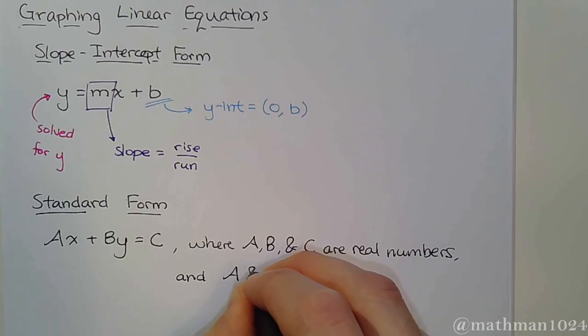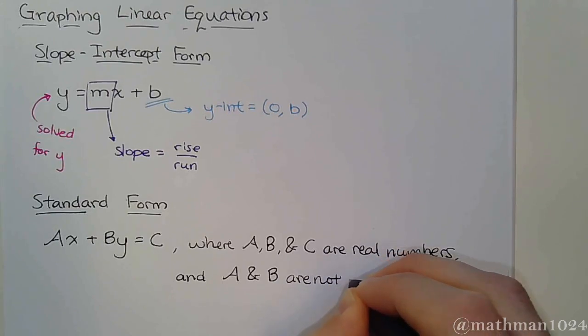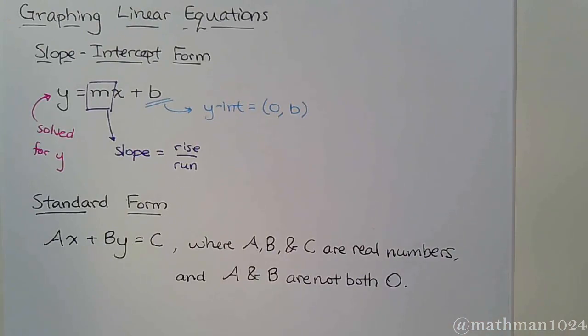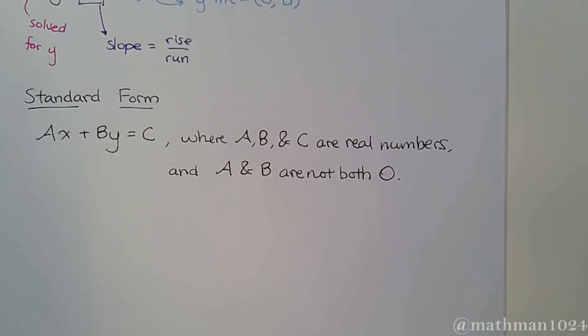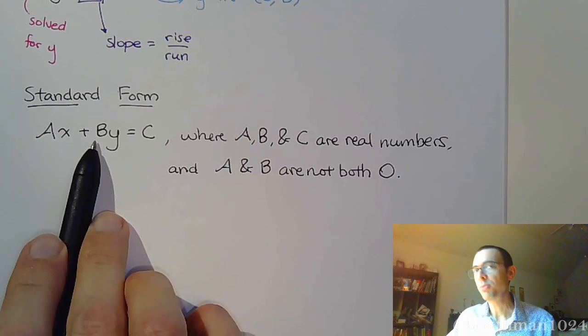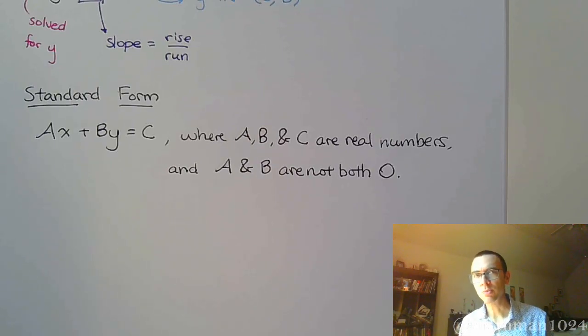and a and b are not both 0. As we think about what that means, if a and b were both 0, that means we would have 0x and 0y. We wouldn't have any variable terms there, which means we wouldn't have a line. We wouldn't have anything. So one of them could be 0, but they can't both be 0 for those coefficients.